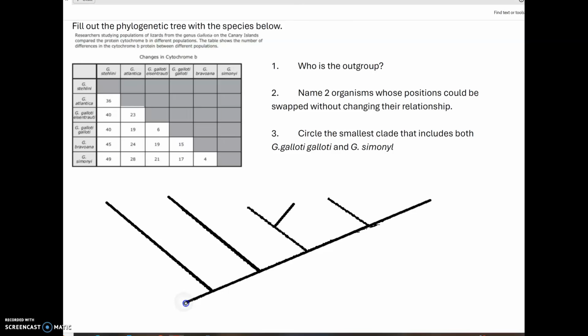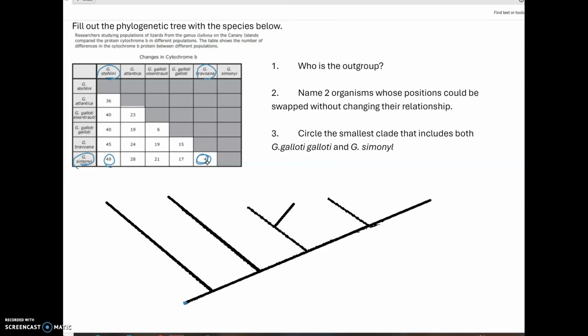So again, this is going to be our root down here, and our end is going to be up here. So we're going to scroll through this. Notice you have the organisms listed on the top and across the bottom, and then filled in are the number of differences. So it's sort of like Battleship. You just have to find where they match. So Simoni and Stellini, the number of differences between them is 49 differences. Simoni and Bravana, they only have 4 differences. Now notice that's the smallest number in this whole chart.